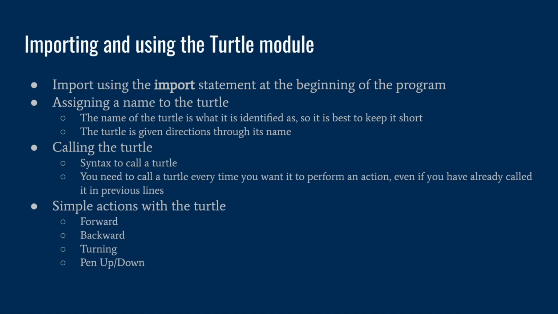So, how do we import and use the Turtle module? Importing the Turtle module is simple, and we use the import statement at the beginning of the program, just like any other Python library or module. Next, we need to assign a name to the turtle, because the name of the turtle is what it's identified as, and what it is called as, and it's best to keep this name short. And calling the turtle requires a certain syntax, which we'll look into. And you need to call the turtle every time you want it to perform an action, even if you have called it in multiple lines before. So this is why it's best to keep the name simple and short. Next, we'll look at simple actions with the turtle, such as forward, backward, turning, and pen up and pen down.